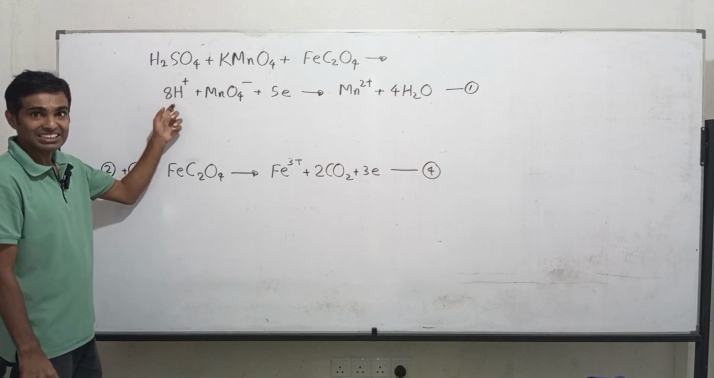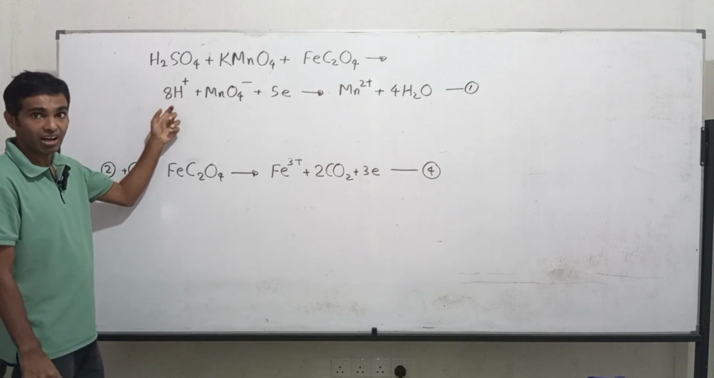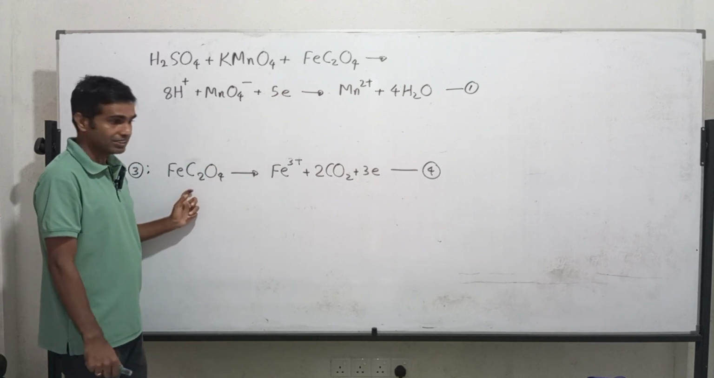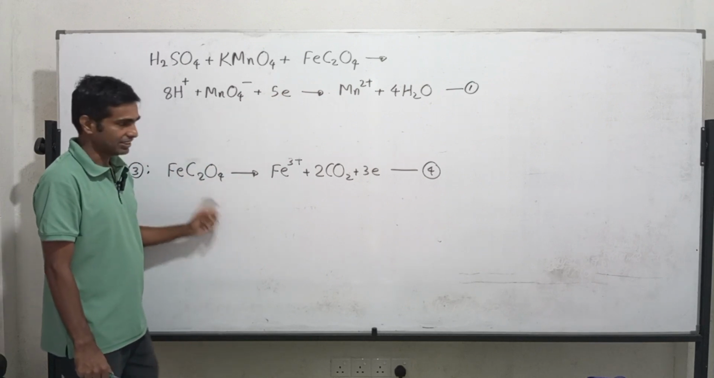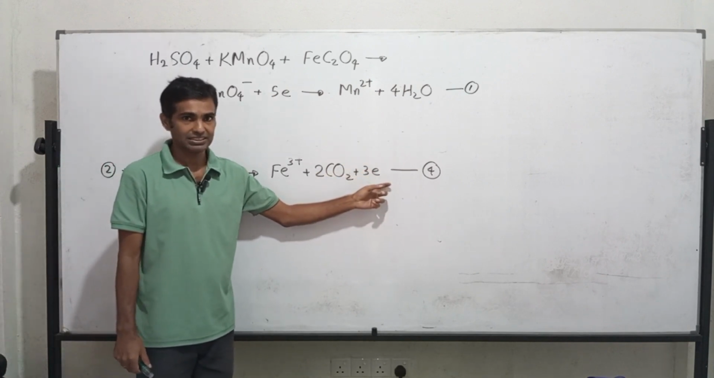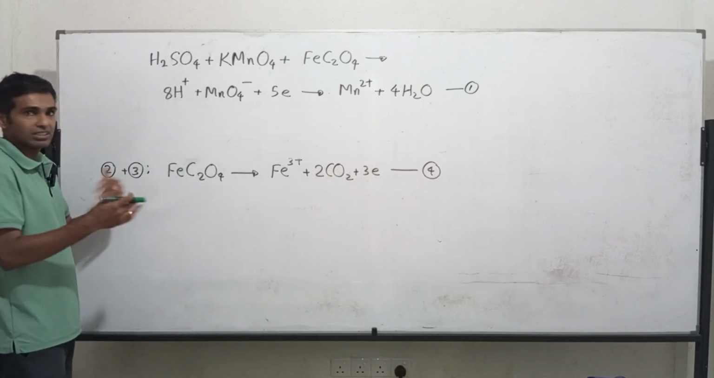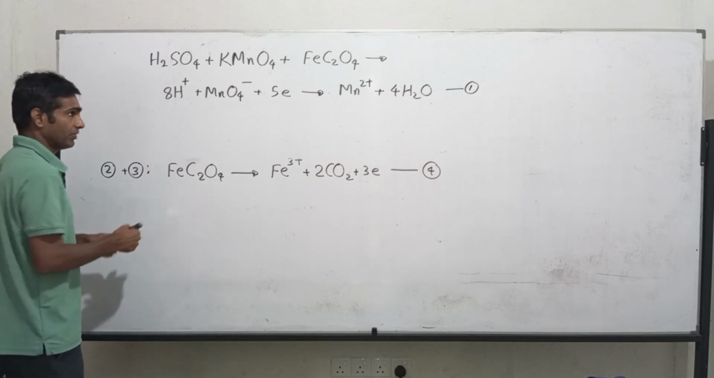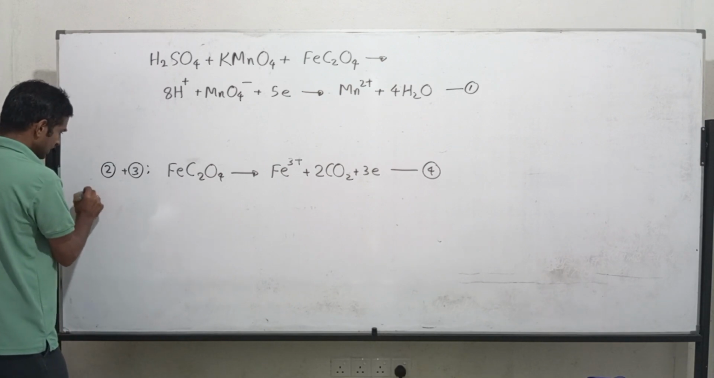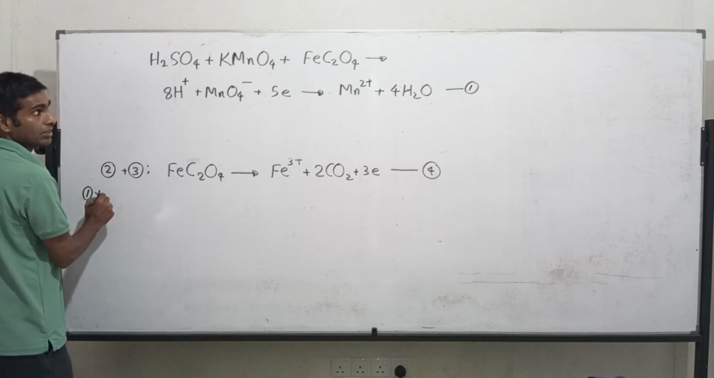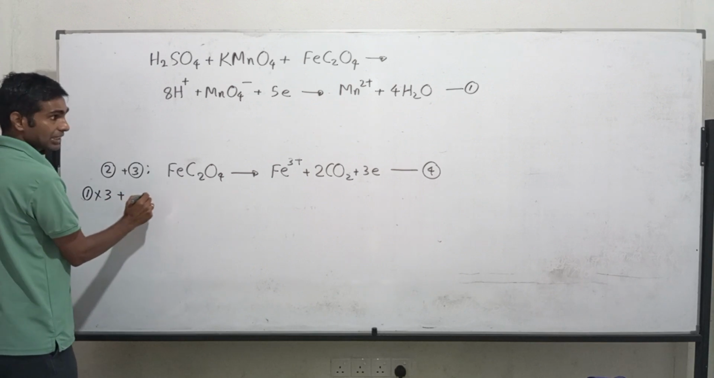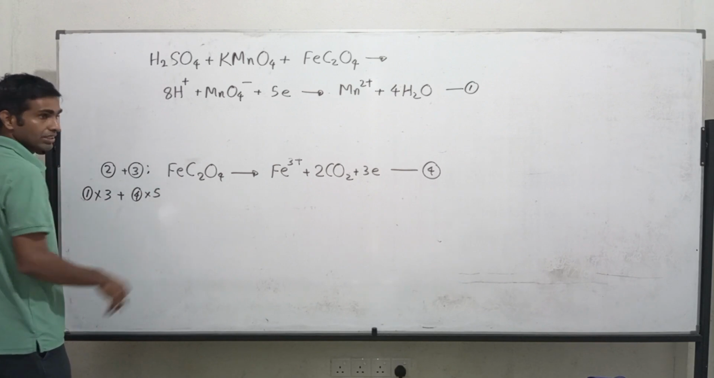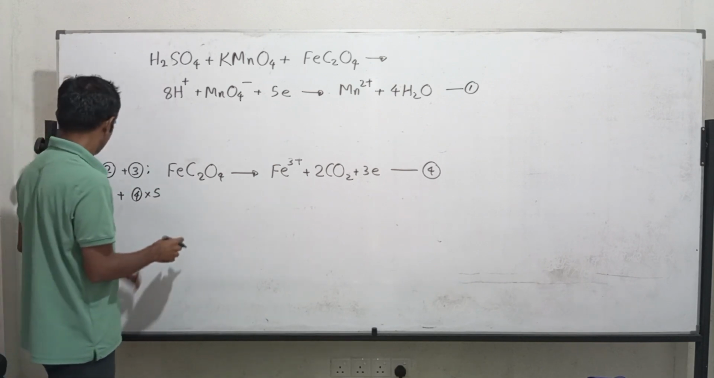Then this is the reduction equation. This is the reduction half reaction. 5 electrons were gained. This is the oxidation half reaction. 3 electrons were released. Then we need to match number of gained electrons with the number of released electrons. We can multiply first equation by 3, fourth equation by 5, and add those resulting equations.